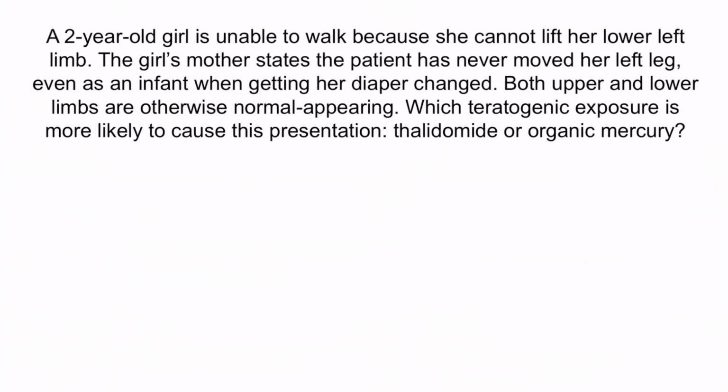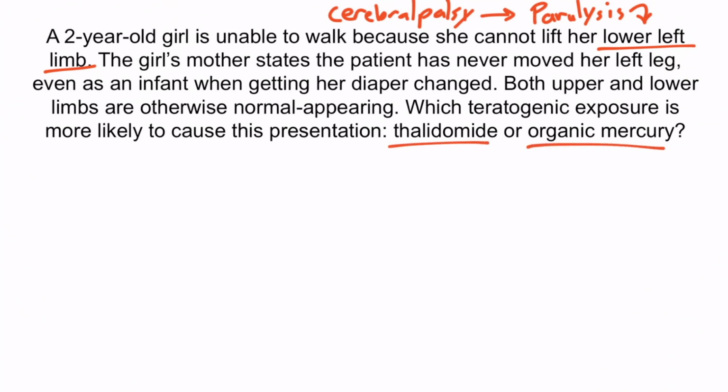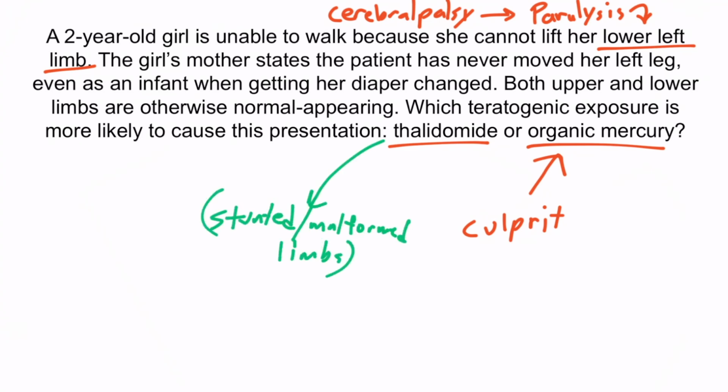Thalidomide or organic mercury? Hopefully you notice this 2-year-old girl has paralysis of her left lower limb. And it appears that it's a congenital issue since the girl was never able to move this limb. And this presentation is consistent with cerebral palsy. So of the two options, thalidomide or organic mercury, which one is likely to be the culprit? That would be organic mercury. Remember that thalidomide is known to cause stunted or malformed limbs, not paralysis of limbs. And that concludes this section.